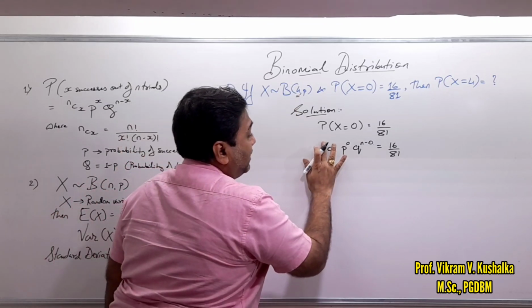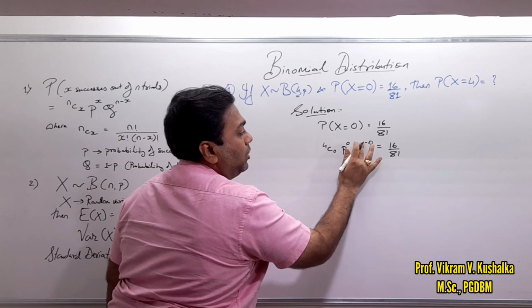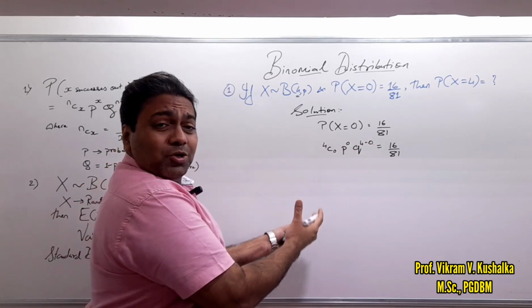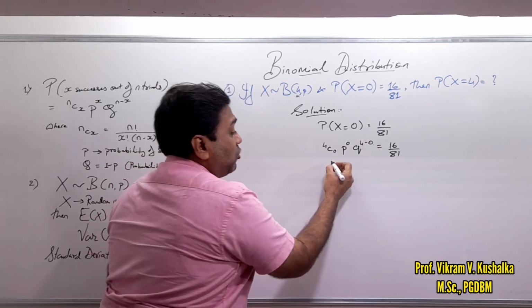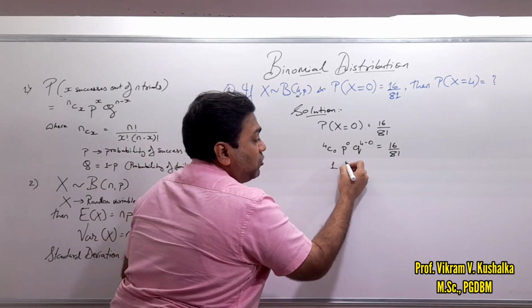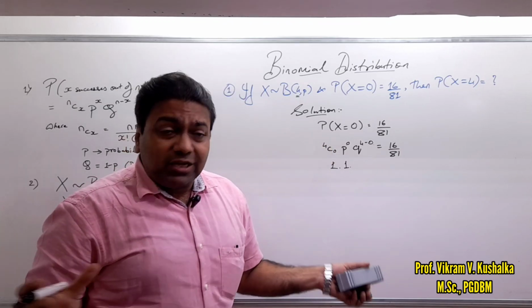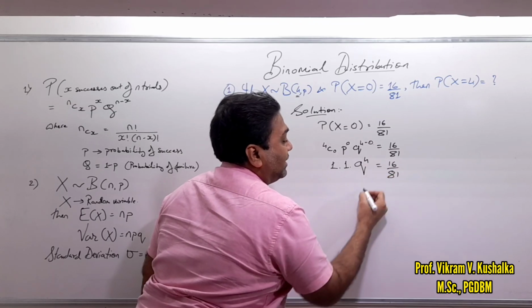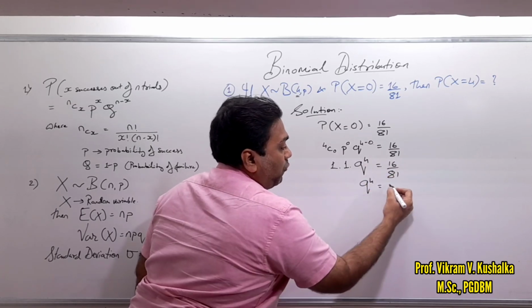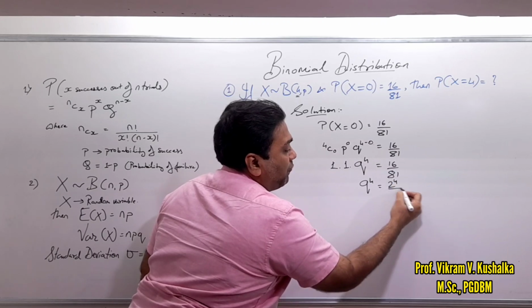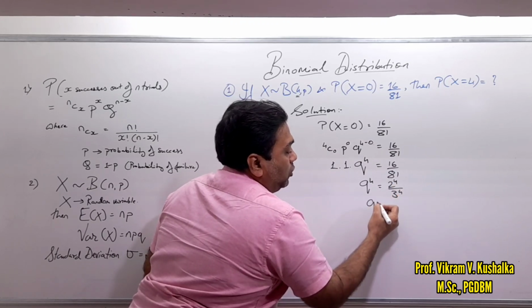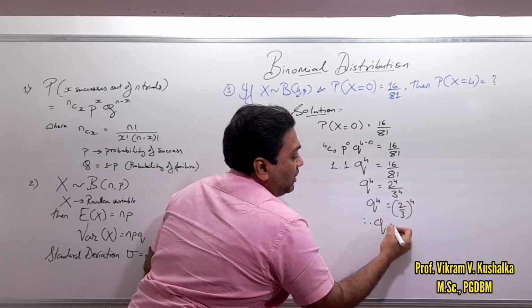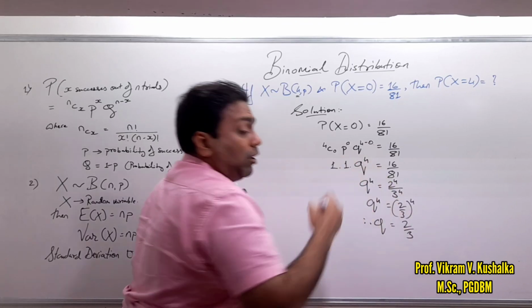So what is the value of n? So this becomes my 4c0 and this becomes q to the power of 4 minus 0. Bravo! See what you have, 4c0. So 4c0 we know the value is 1. p to the power of 0 we know the value is 1. Anything to the power of 0 is 1, correct? And this comes as q to the power of 4 is equal to 16 over 81. So I can write it as q to the power of 4 is equal to 2 to the power of 4 upon 3 to the power of 4. So q to the power of 4 is (2 by 3) to the power of 4. That gives me my value of q as 2 upon 3.